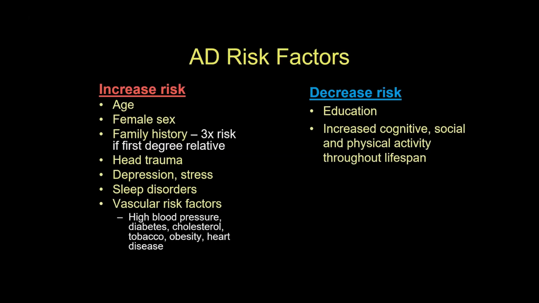What are some things that might decrease the risk? Well, some good news here. Education seems to be decreasing the risk. So by enrolling in our mini medical school, perhaps you are decreasing your risk of developing the disease. And you are engaging in cognitive activity. And it seems to be the case that individuals who have more cognitive, social, and physical activity throughout their lifespan, beginning in middle age or even earlier, seem to have a lower risk of developing Alzheimer's during their life.